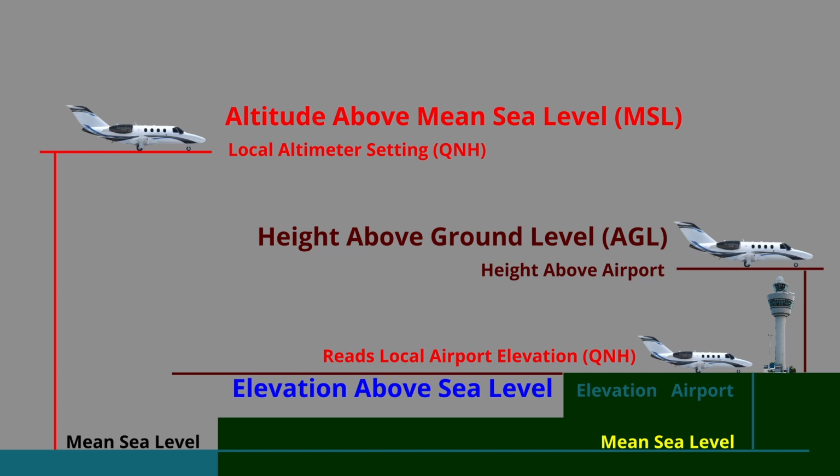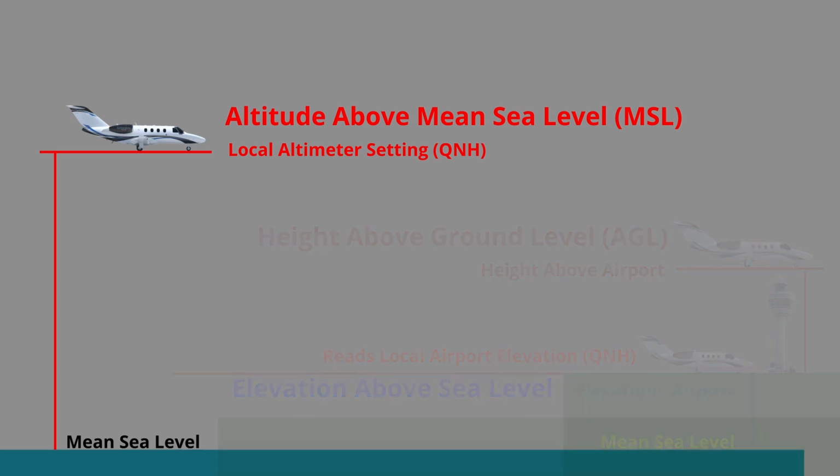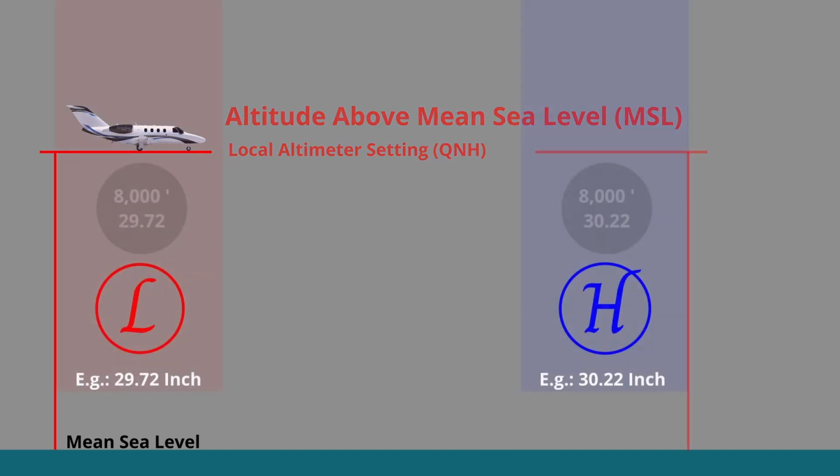Since pressure is different in local areas, you have to reset your local altimeter setting in your altimeter when moving into an area of different local pressure. Remember that the altitude is linked to this specific local pressure area, and if you do not change it when moving into an area of different local pressure, you will read a wrong altitude on your altimeter.